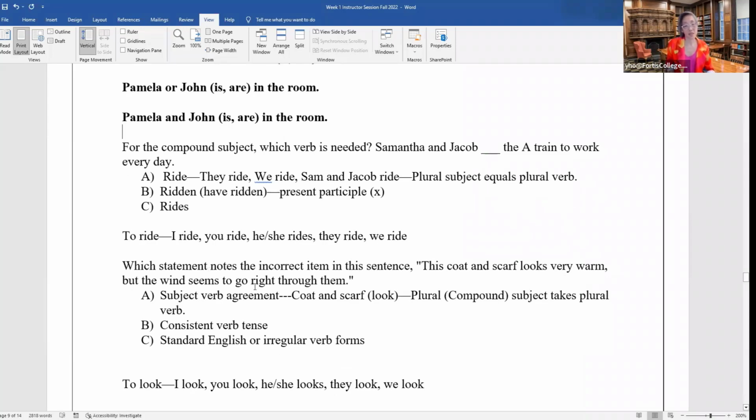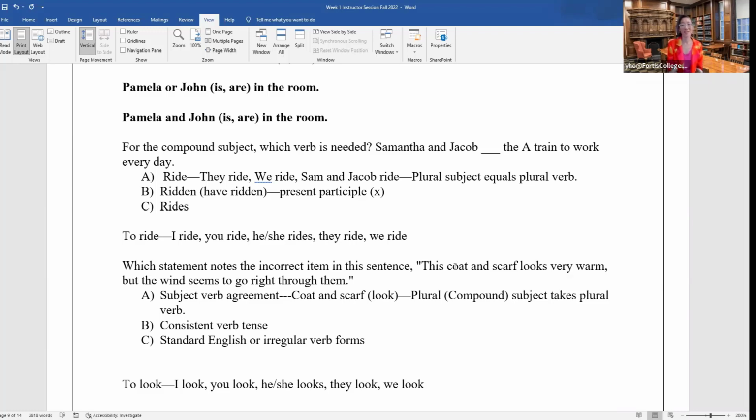Which statement notes the incorrect item in the sentence? This coat and scarf looks very warm, but the wind seems to go right through them. So what is the mistake in this sentence? Is it A, subject verb agreement, B, consistent verb tense, or C, standard English or irregular verb form? What is the mistake in this sentence?